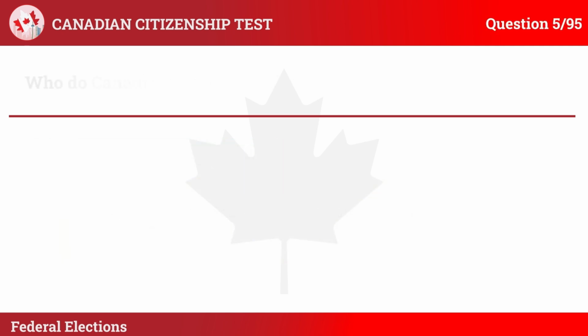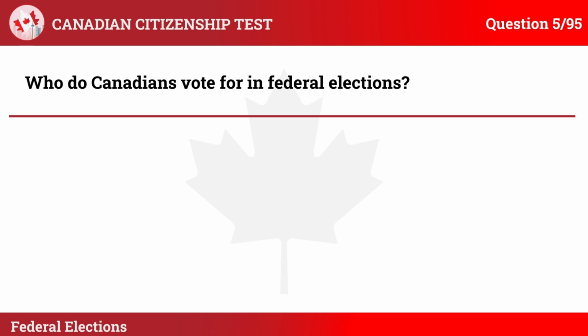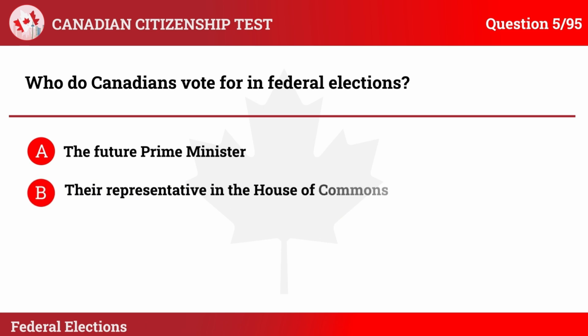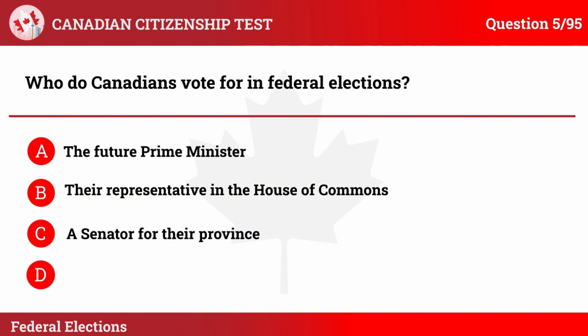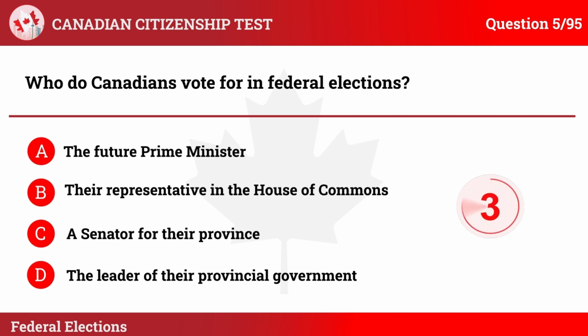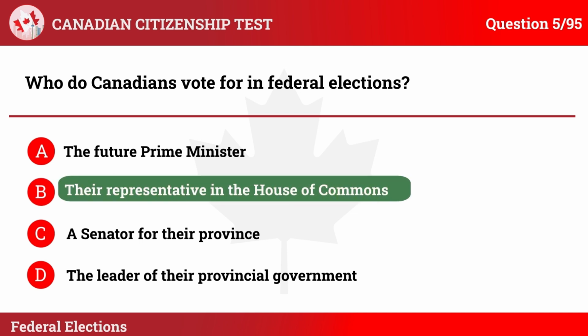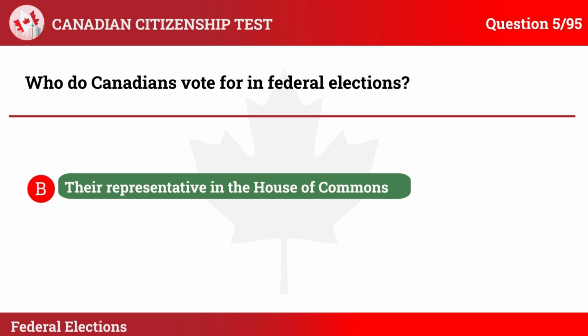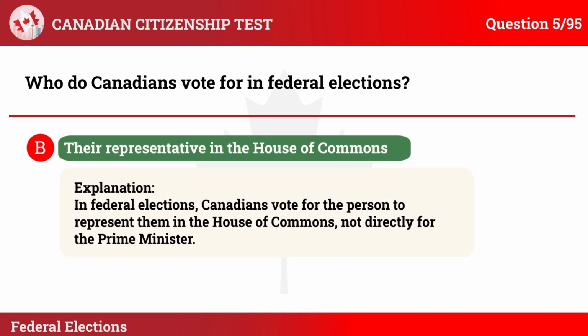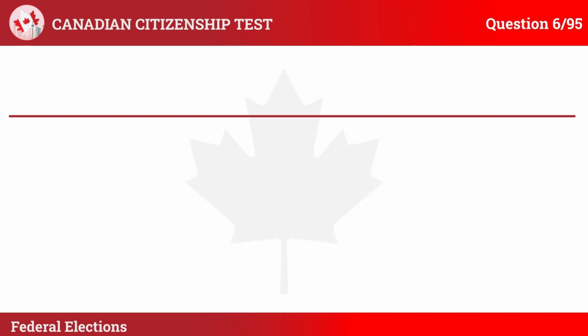Question 5. Who do Canadians vote for in federal elections? A. The future Prime Minister, B. Their representative in the House of Commons, C. A senator for their province, D. The leader of their provincial government. The correct answer is B. Their representative in the House of Commons. Explanation: In federal elections, Canadians vote for the person to represent them in the House of Commons, not directly for the Prime Minister.